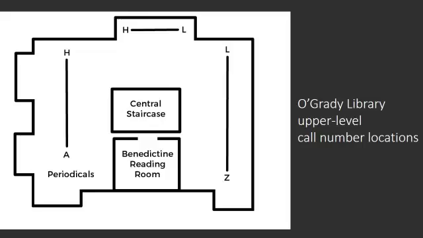Finally, here's a simplified diagram of where books with the different call numbers are located on the upper level of the O'Grady Library. Now, nobody expects you to know all the ins and outs of this classification system, of course, but a basic understanding can be helpful, especially when you go looking for materials.